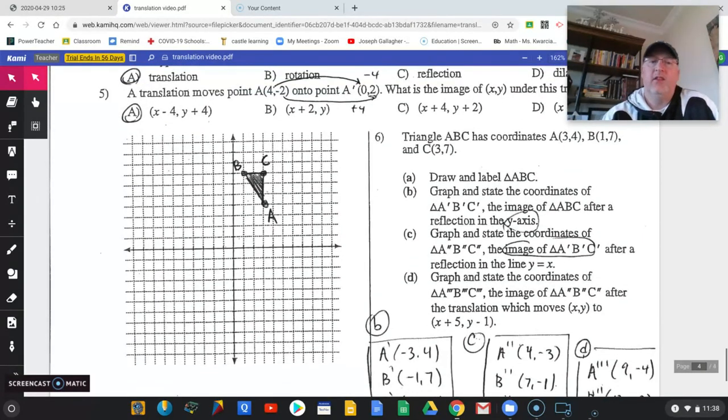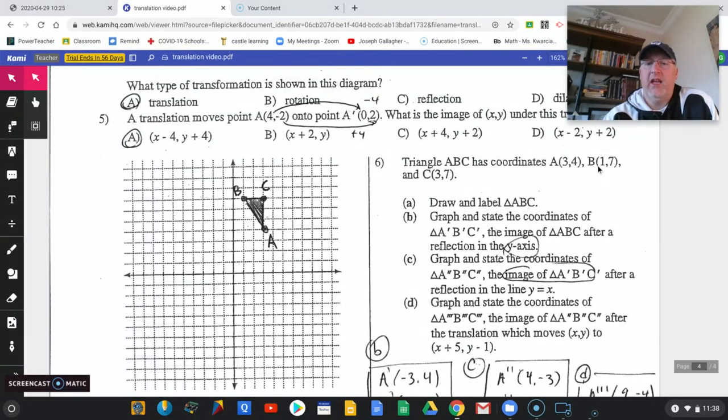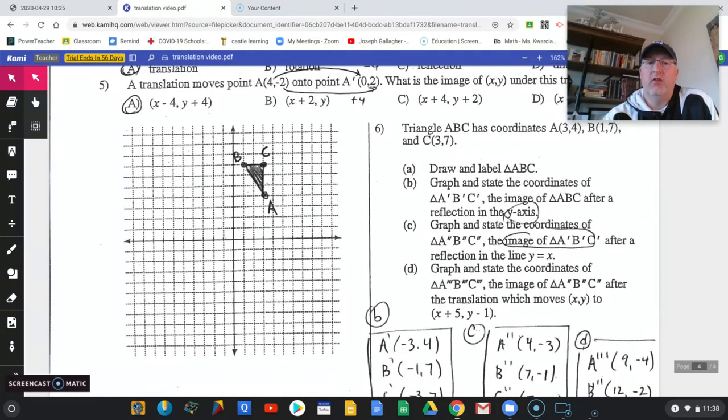Question 6 is really doing the same idea. Now, I left the picture off here for you. You can fill this in, try it yourself. But what we're going to do is start with the triangle ABC: (3, 4), (1, 7), (3, 7). And then we're going to do the image after reflection in the y-axis.